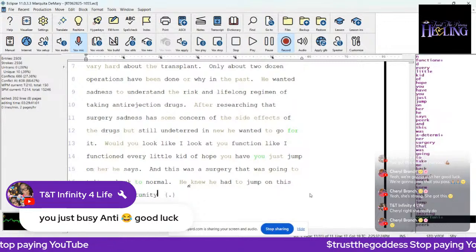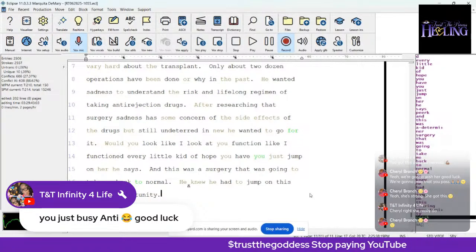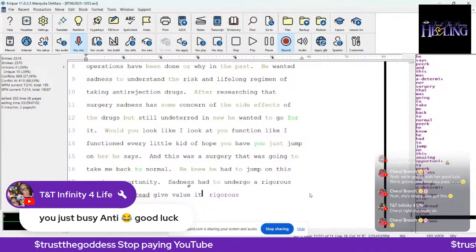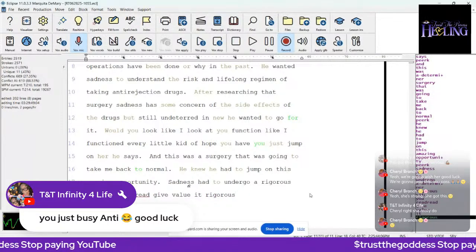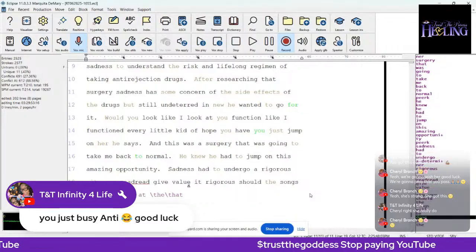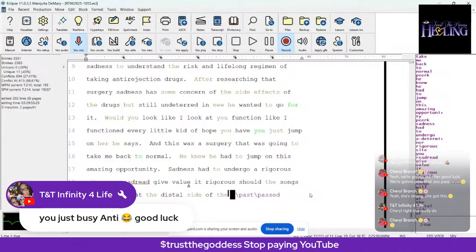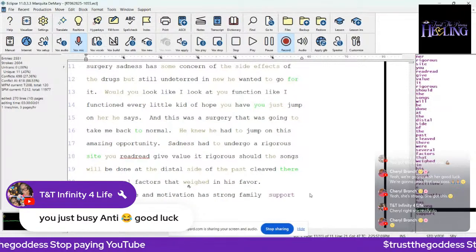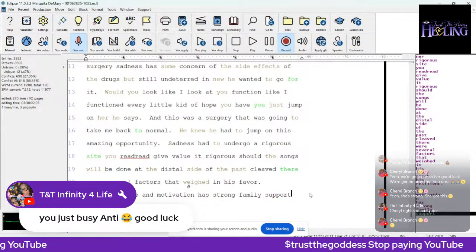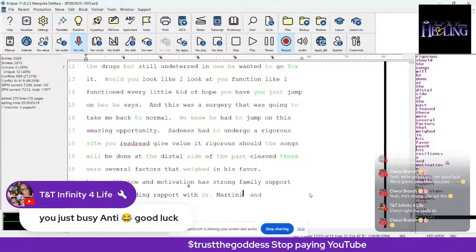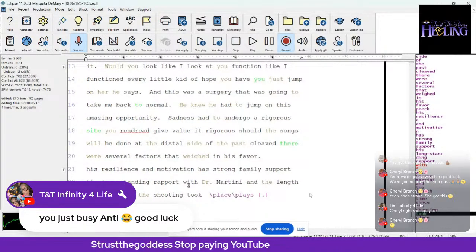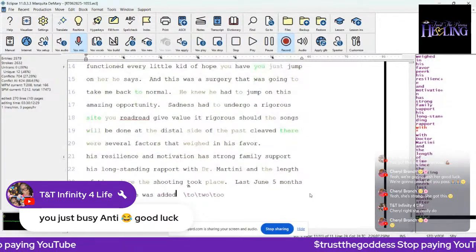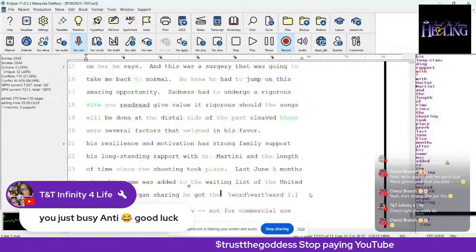Sandness had to undergo a rigorous psychiatric and social work evaluation to address, among other things, should the surgery be done on someone who had attempted suicide in the past. There were several factors that weighed in his favor: his resilience and motivation, his strong family support, his longstanding rapport with Dr. Mardini, and the length of time since the shooting took place. Then last June, five months after his name was added to the waiting list of the United Network for Organ Sharing, he got the word that a donor was available for him.